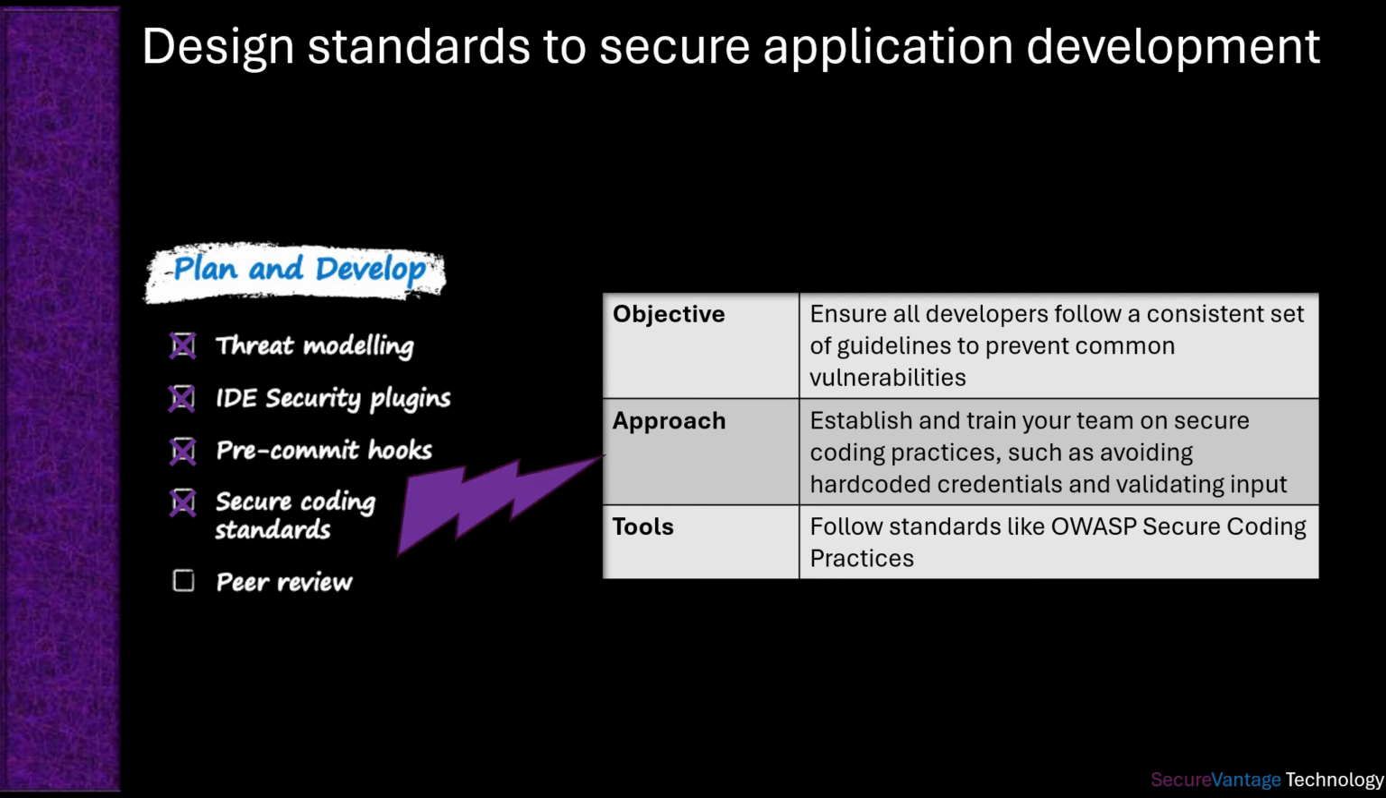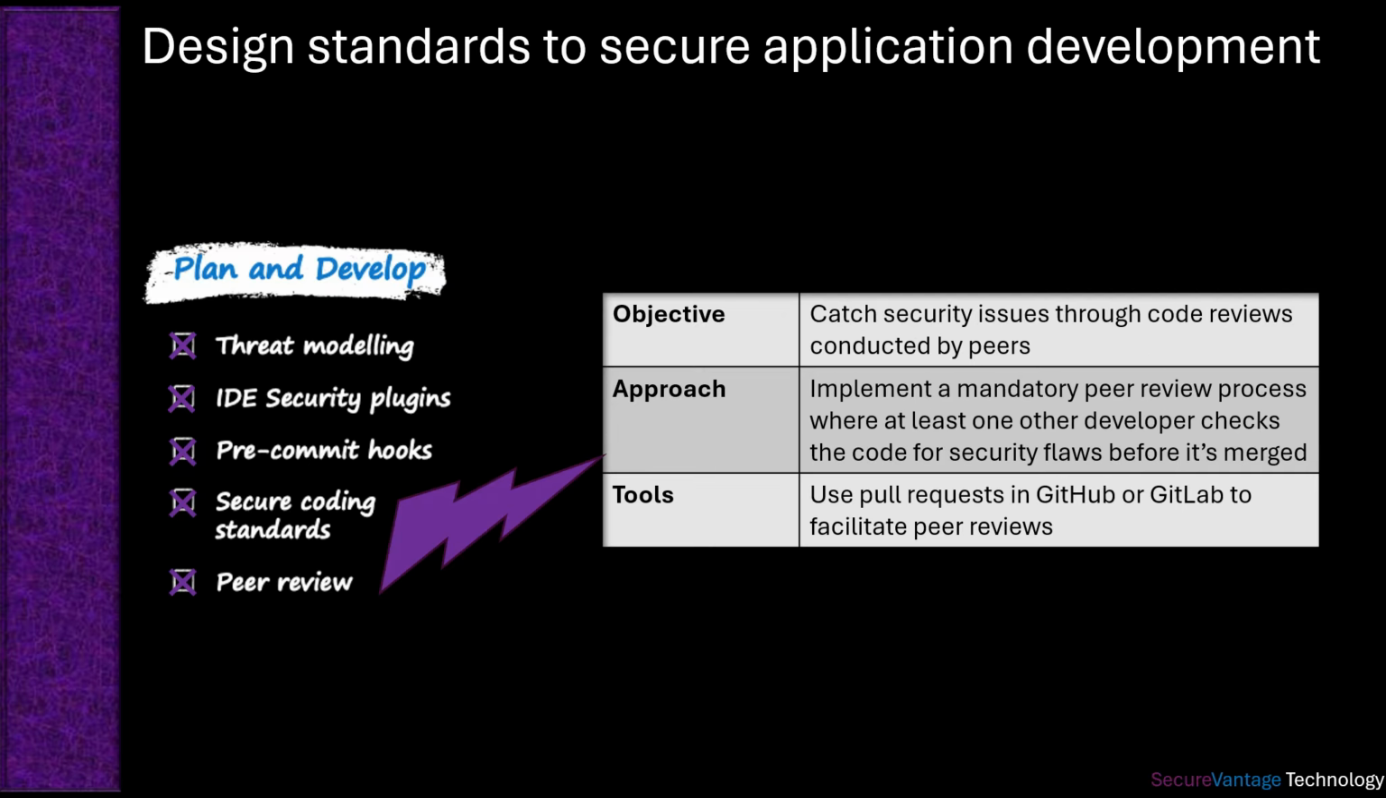The objective of secure coding standards is to ensure all developers follow a consistent set of guidelines to prevent common vulnerabilities. You as a cybersecurity architect work with the development team and train them on secure coding practices such as avoiding hard-coded credentials and validating input. Follow standards like OWASP secure coding practices to achieve the objective.